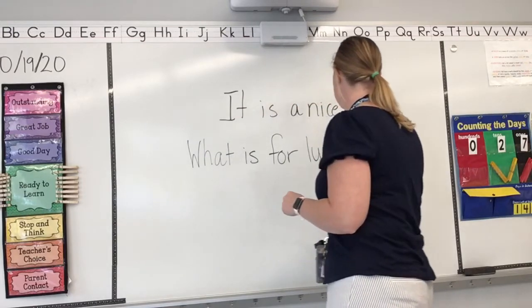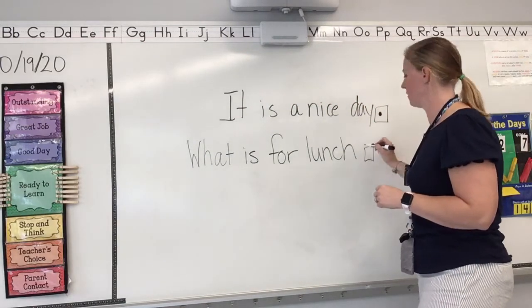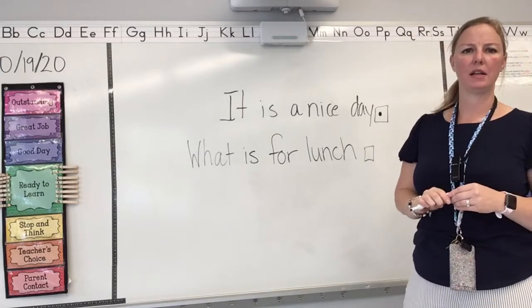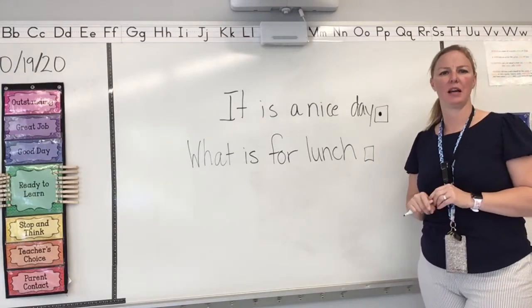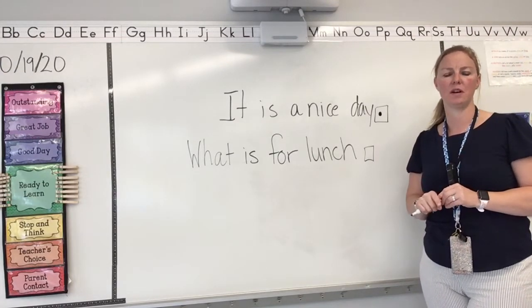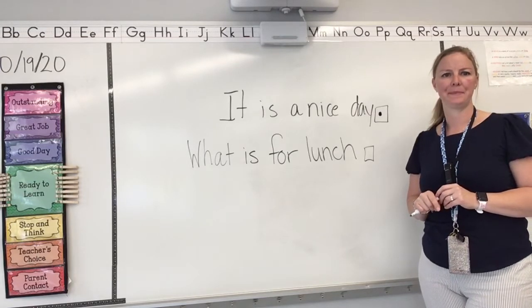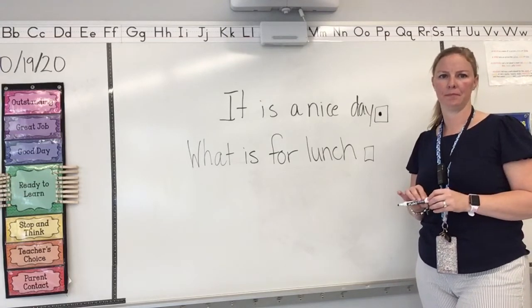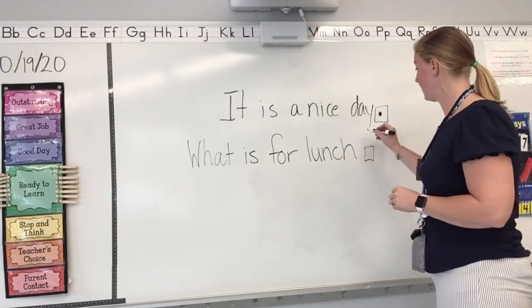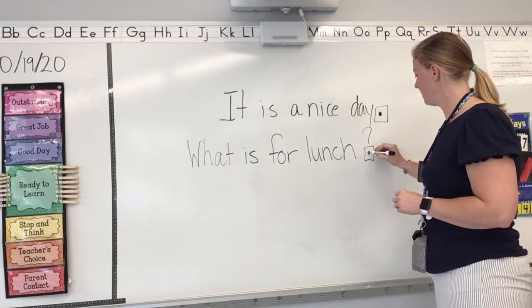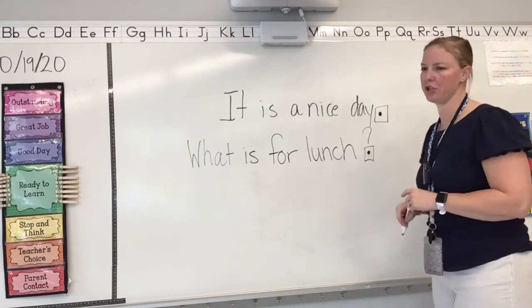All right, our next sentence is, what is for lunch? What is for lunch? Think about that. Is that a telling sentence or an asking sentence? If you said an asking sentence, you are correct. And if you can see, you put a question mark.